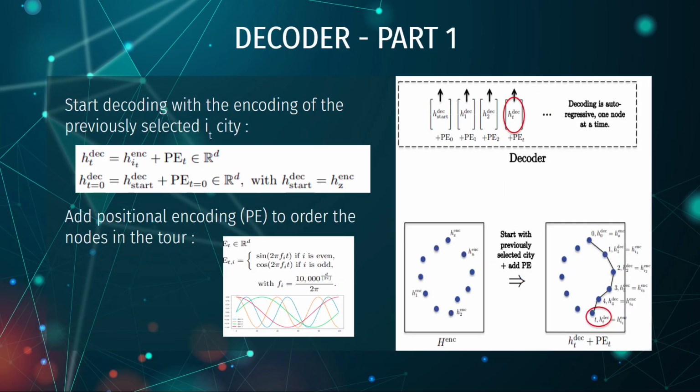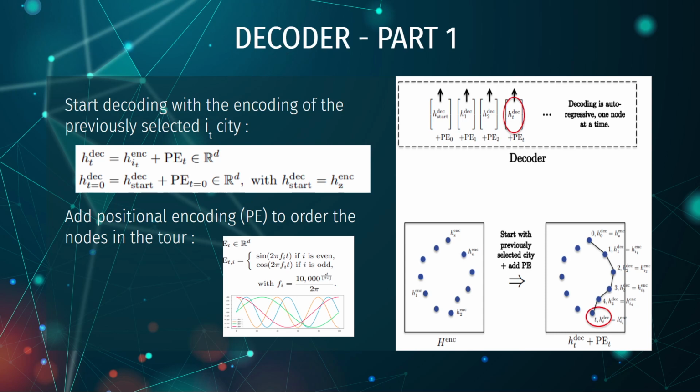So, part 1. We start with encoding of the i_t city. It is calculated as h dec sub t equals h enc sub i_t plus positional encoding at t, where h dec sub 0 is initialized as h enc as the dummy node Z.